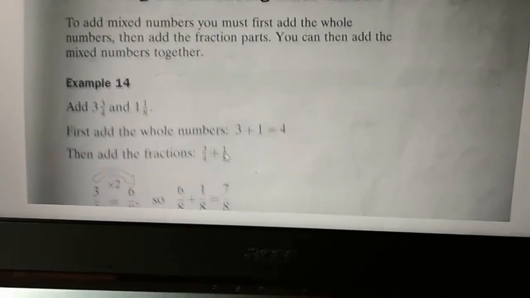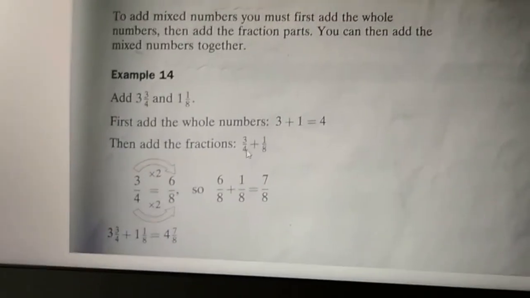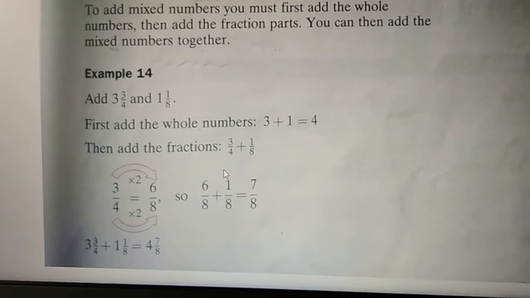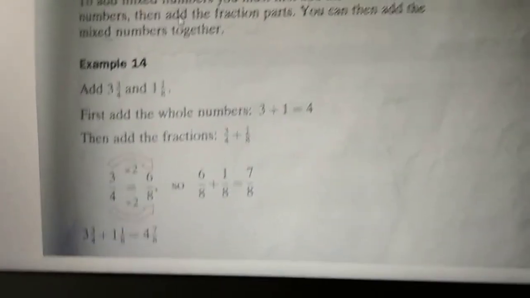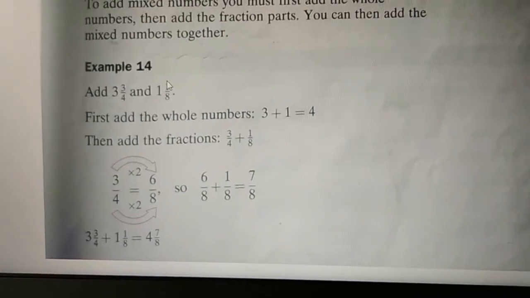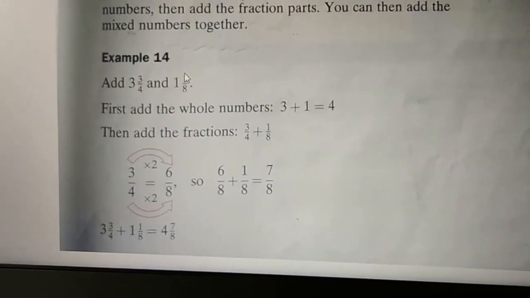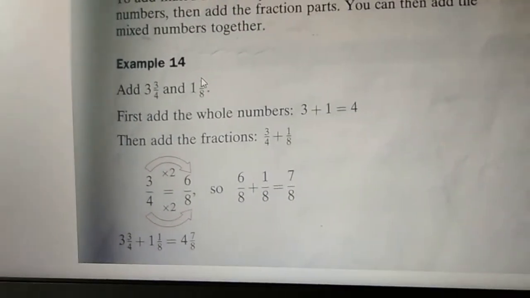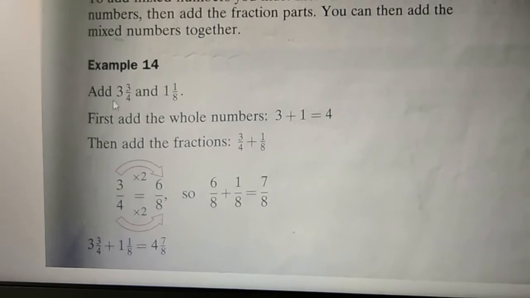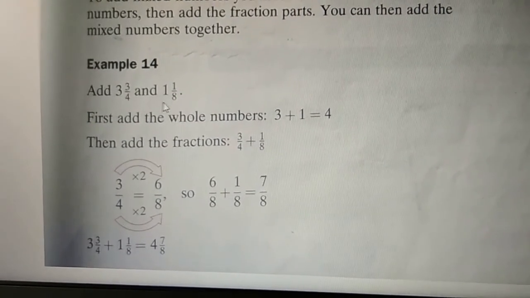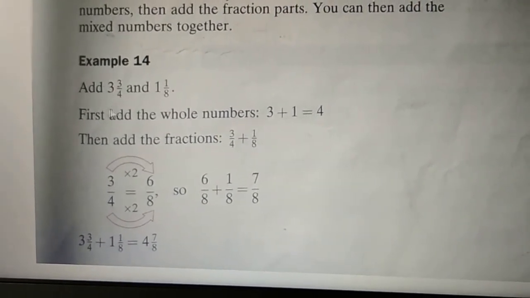We will discuss something different now, like a mixed fraction. What we have discussed so far was a normal fraction. Now we will discuss the mixed fraction. It's not difficult. If you look at example number 14, it says add 3 by 4 and 1 by 8. So basically this is a mixed fraction.